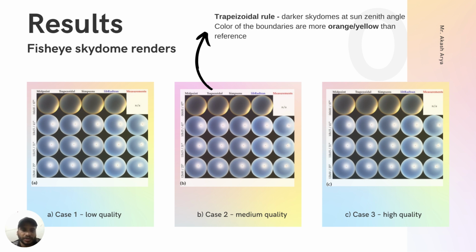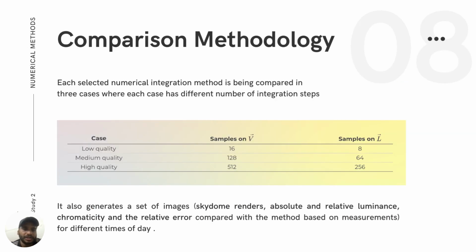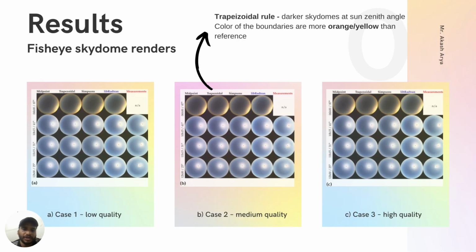Like so, these are the cases: case 1 is for low quality, case 2 is for medium quality, and case 3 is high quality. So we can see that we are taking cases of low quality, medium quality, and high quality. For the high quality, we are taking more samples, right? And for the medium quality, there are some in between the samples of low quality and high quality, right? So that's why we have categorized them into these three: low, medium, and high quality.